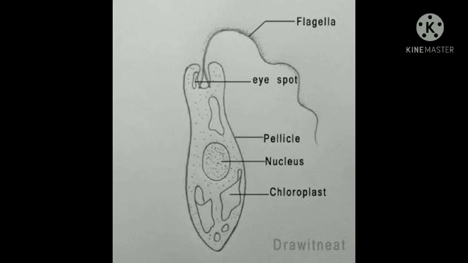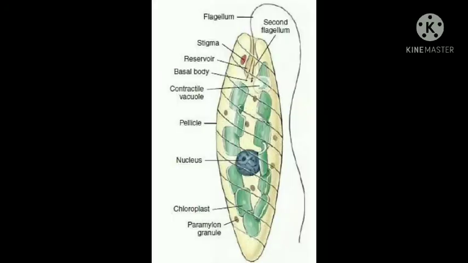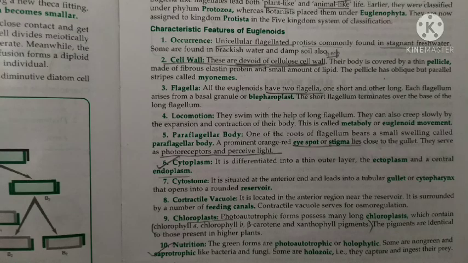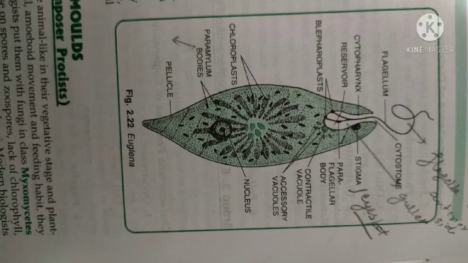Another important thing is that they also have an eye spot. As you can see, at the anterior end there is an eye spot. The eye spot senses the light, and for locomotion they use flagella. So they have two flagella, a small one and a long one, and each flagellum is used for locomotion.